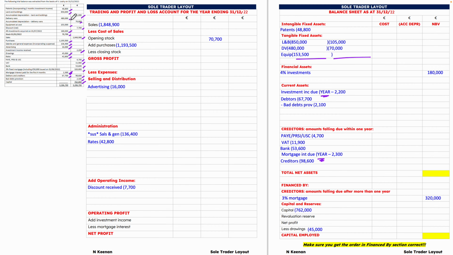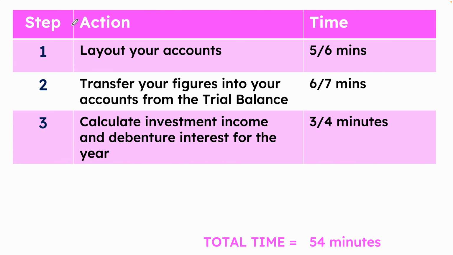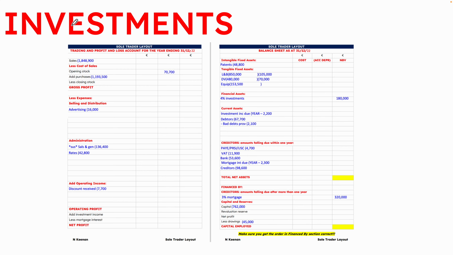So you need to be careful that you are entering all of those figures correctly. So whether it be that you get a highlighter and you highlight the figures once you've put them in and checked them. Okay, so that would be step 2 complete now. Next step, step 3, calculate investment income and debenture interest for the year. So that'll take 3 or 4 minutes.